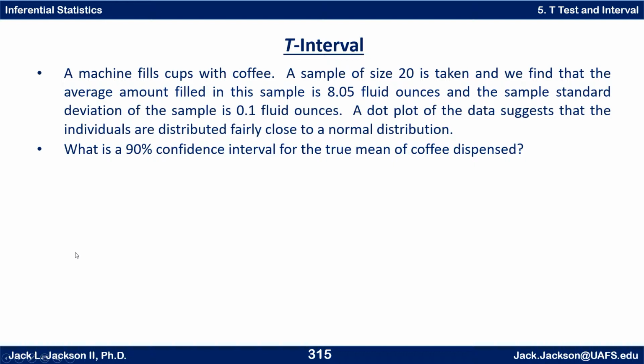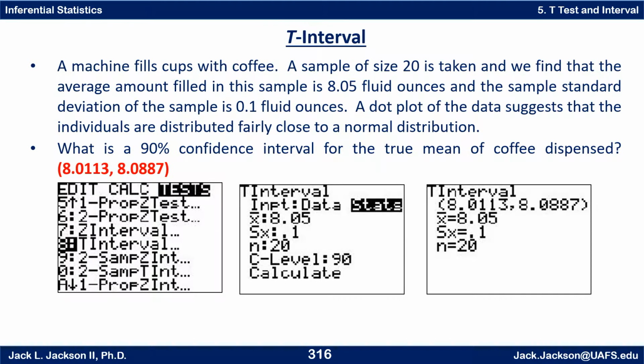What is a 90% confidence interval for the true mean of the coffee dispensed? Well, a 90% confidence interval for the true mean is about 8.01 to 8.09. We can get that from our t interval. We'll do stat, test, t interval. Our data is statistics. We give it the x bar value, the s, the n is 20, confidence level, and calculate, and you get the t interval right there.